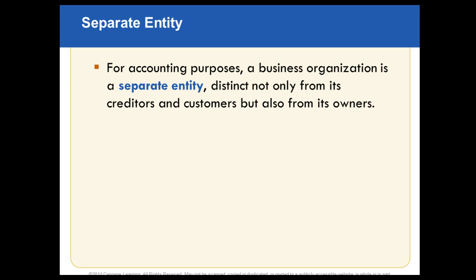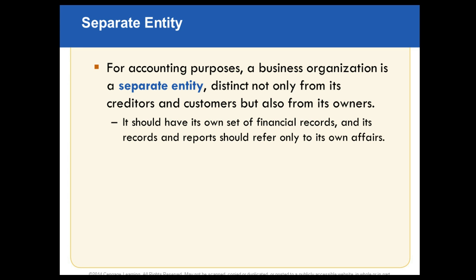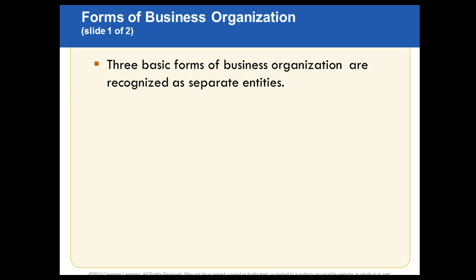So we're going back again to the separate entity concept. Organizations are separate entities from their owners, from their customers, from their creditors. It sits on its own. Even though you may have people that owe you money or people that you owe money to, you'll show those transactions on your financial statements, but they are separate from you as an entity. It should have its own set of financial statements. Each entity's records and reports should refer only to its own affairs.